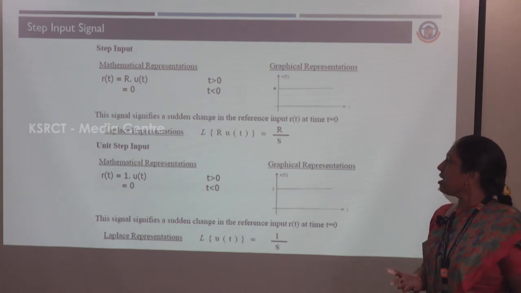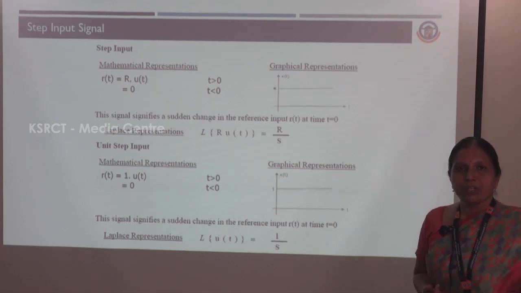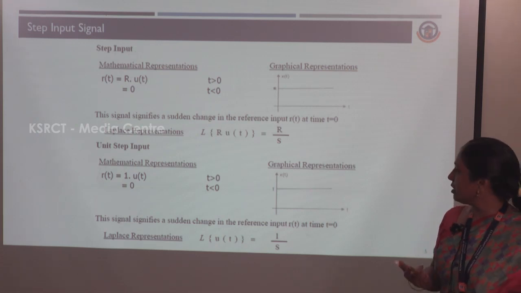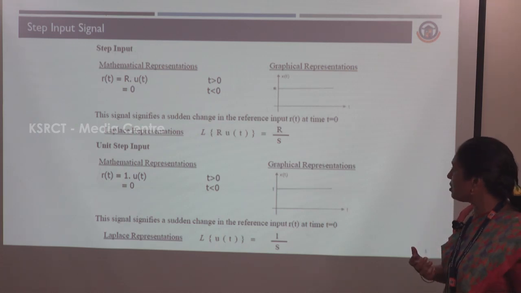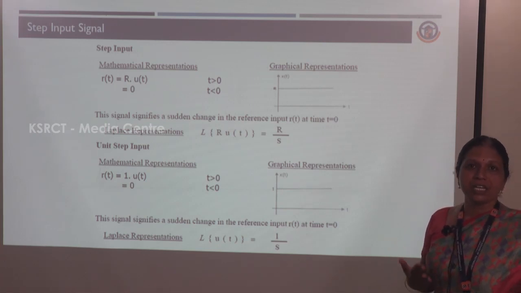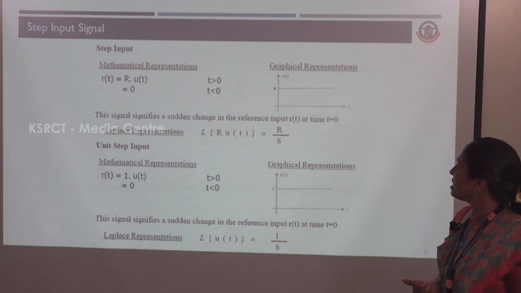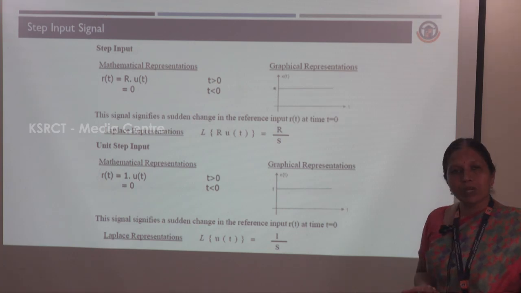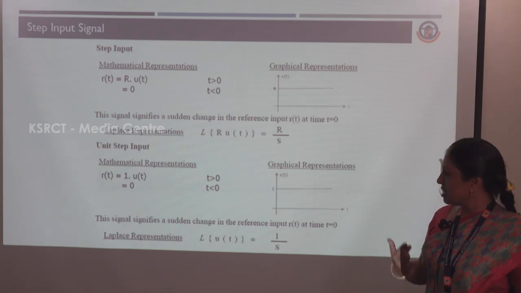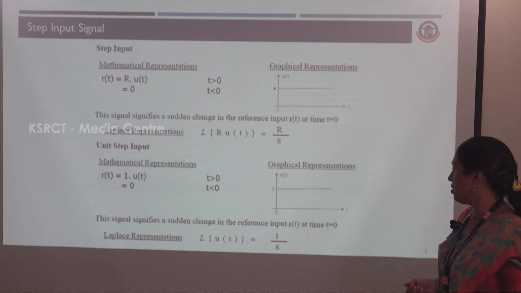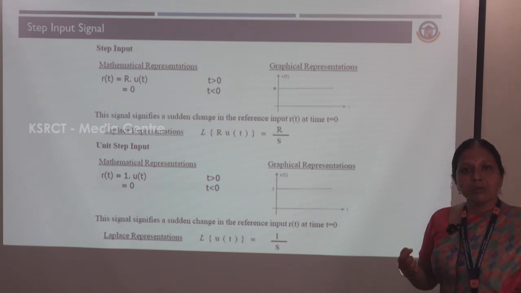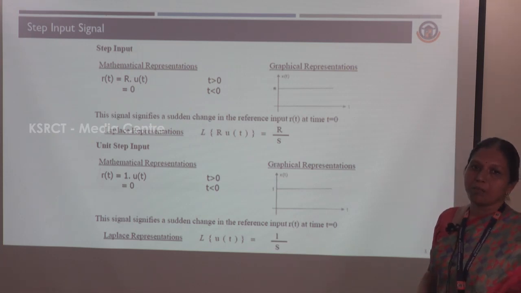And we can see the unit step input. Unit step input means the step value will be 1, that is R equal to 1. So, the input suddenly changes to magnitude equal to 1 when the time reaches t equal to 0. So, R of t equal to 1 when time is greater than 0, then R of t equal to 0 when time is less than 0. So, the Laplace representation of the unit step input signal is 1 by S.